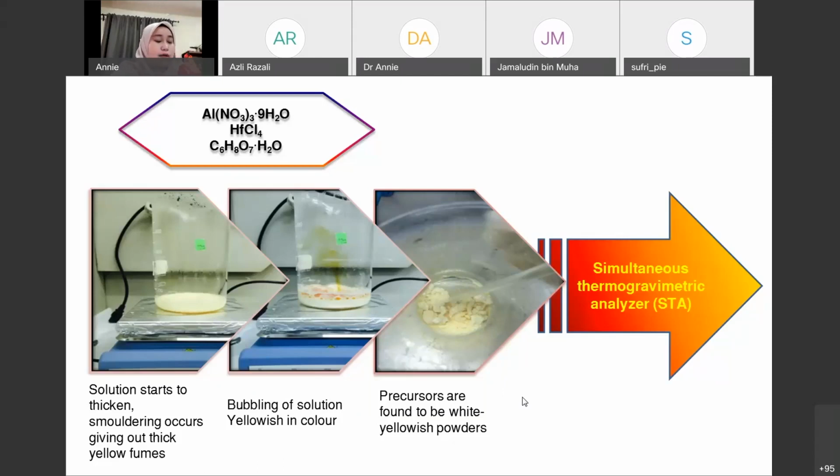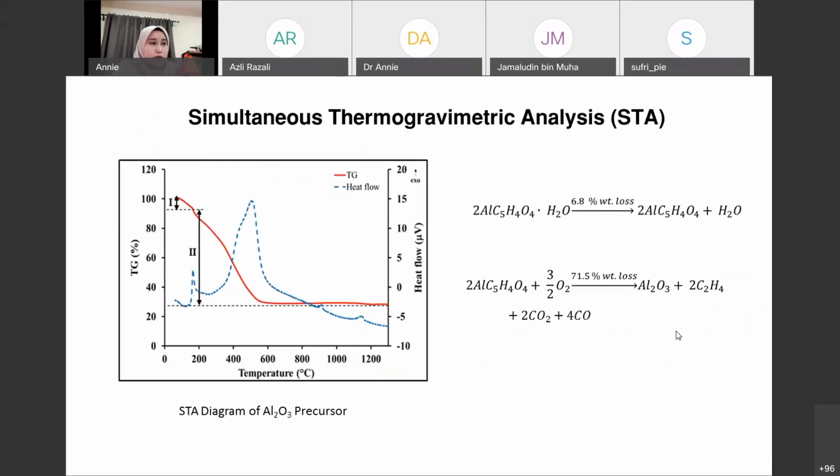Then the powders were characterized by the simultaneous thermogravimetric analyzer, the STA, for me to get the thermal profile, where from there I could get the right annealing temperature to get pure aluminium hafnium oxide. So here we go. Okay, these are the results for the STA. So this is the thermal profile of the aluminium oxide.